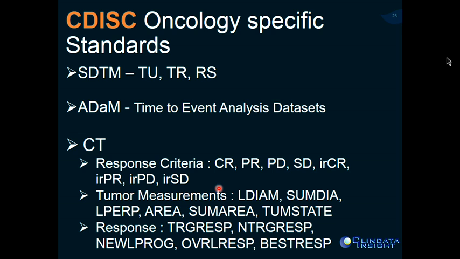For tumor measurement, terminology includes longest diameter, sum of diameters, longest perpendicular diameter, area, sum of area, and tumor state. For the response, terminology includes target response, non-target response, new lesion response, overall response, and best response. And there is a lot more terminology, but these are probably the ones that we use the most. Some of the terminology will be introduced, and we're also going to talk about it later in our webinar too.